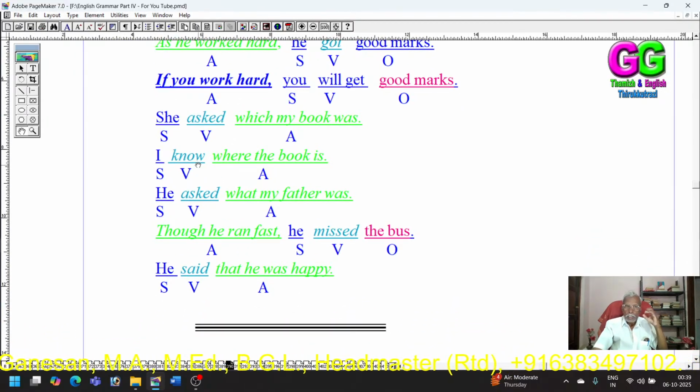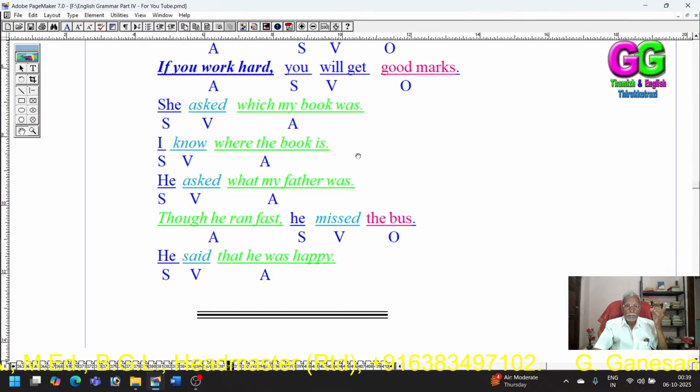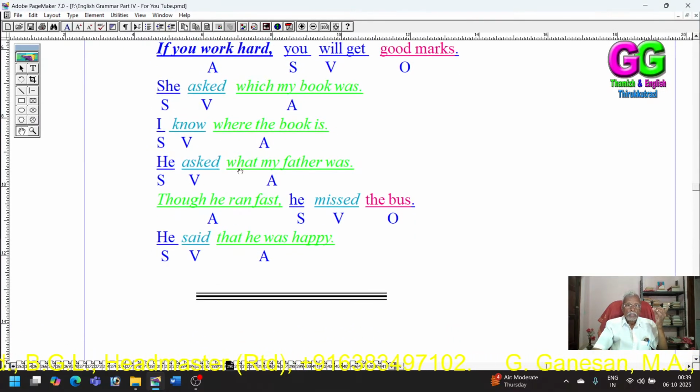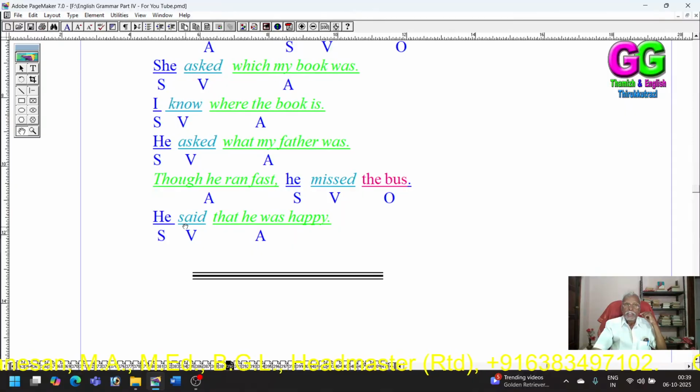I know where the book is. Where the book is, adjunct. He asked what my father was. What my father was, adjunct. Though he ran fast, he missed the bus. Though he ran fast, adjunct. He said that he was happy. That he was happy, adjunct.